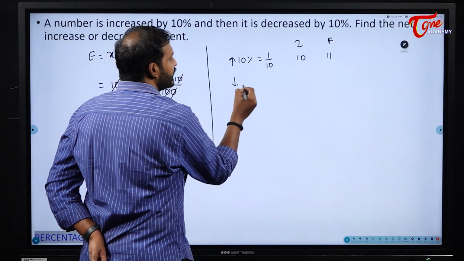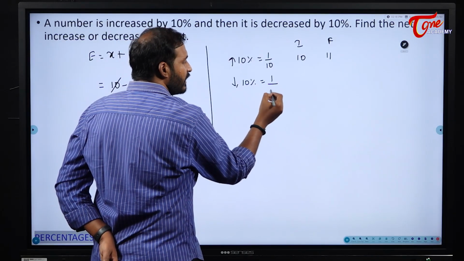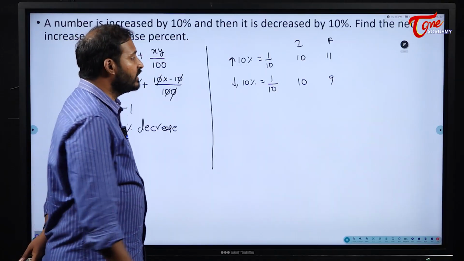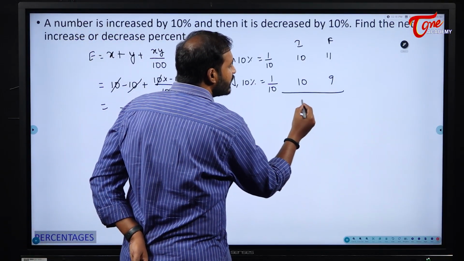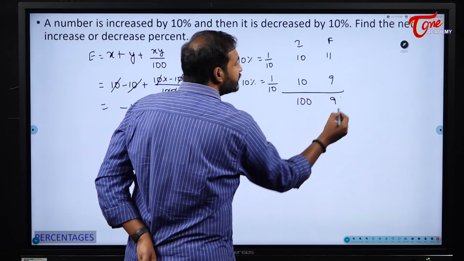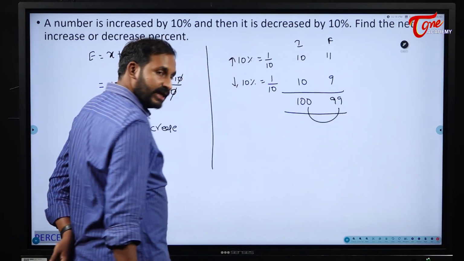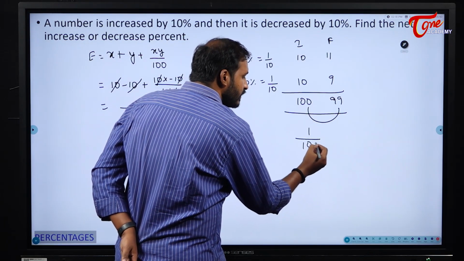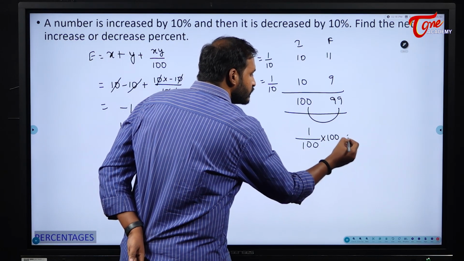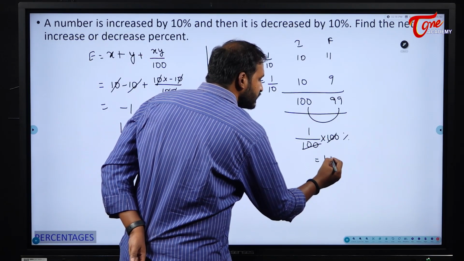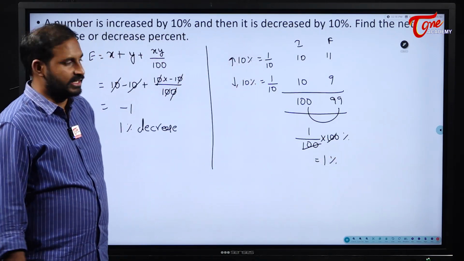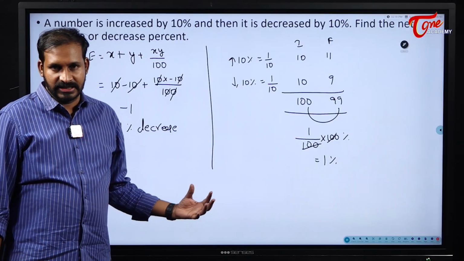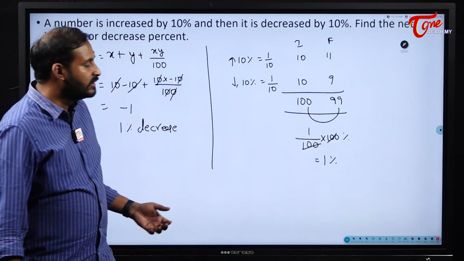Next, 10% decrease. So as usual 1 by 10. So initial becomes 10 and final becomes 9. Why? Because that is a decrease. So 10 minus 1. So now 10 tens are 100. 11 nines are 99. So increase or decrease? Decrease. Decrease by what value? 1. And what is the actual value here? 100. 1 by 100 into 100. So what I am going to get here is 1% decrease. So whether you go with the formula or with the shortcut method, you will get the same answer. It is up to you. Choose the best one for you.